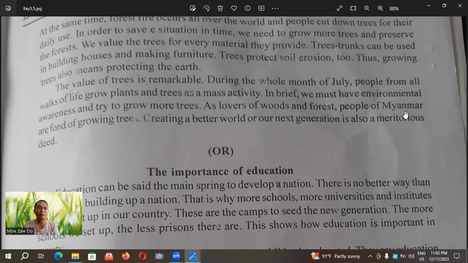During the whole month of July, people from all walks of life grow plants and trees as a mass activity. In brief, we must have environmental awareness and try to grow more trees. As lovers of woods and forests, people of Myanmar are fond of growing trees. Creating a better world for our next generation is also a meritorious deed.